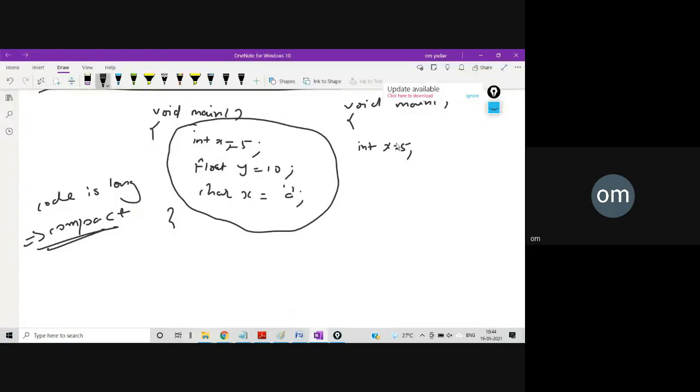So this will not be a proper example, because here I cannot declare with the float also. If I have three different integers, I can simply write int, and declare x equal to 5, y equal to 10, and z equal to 20. So in short, the three lines are getting converted into one line.